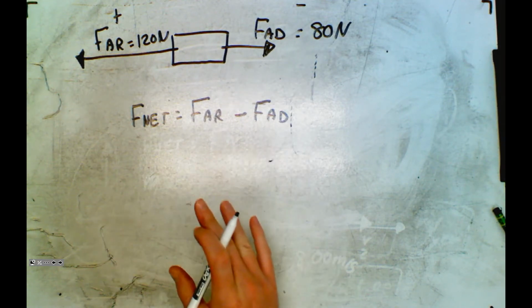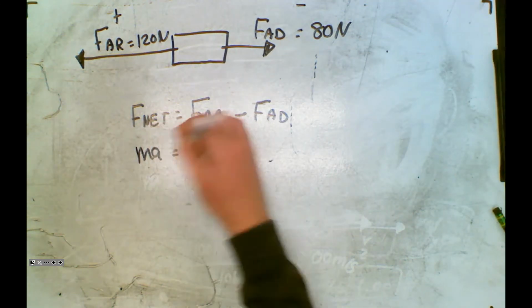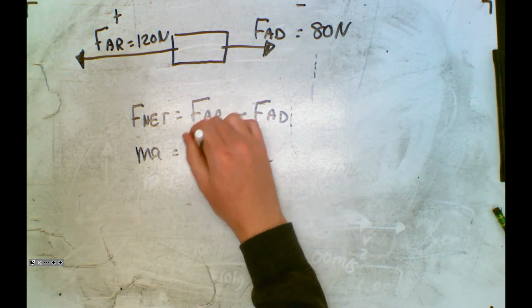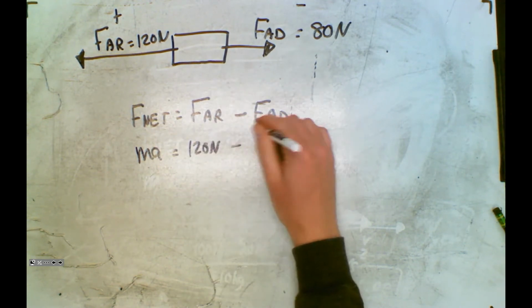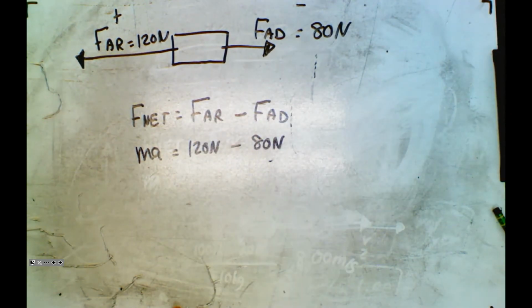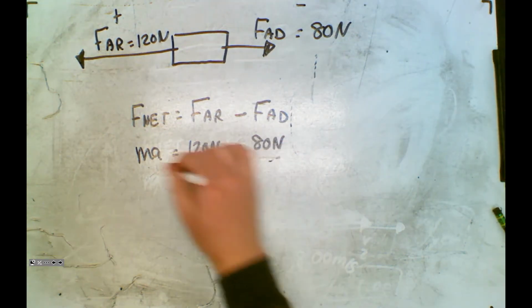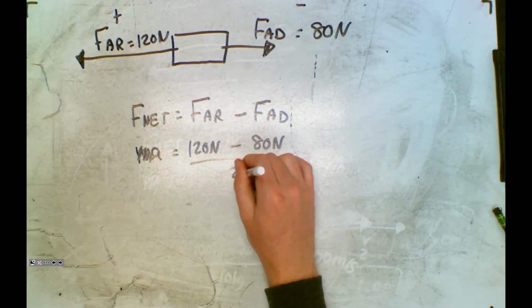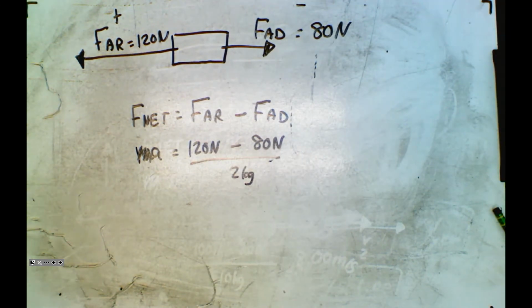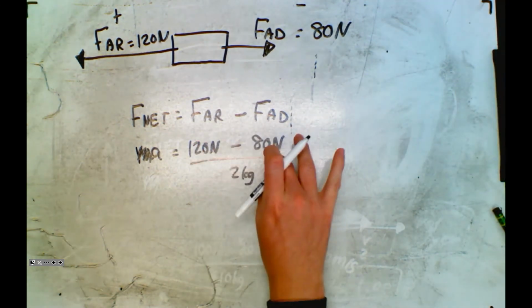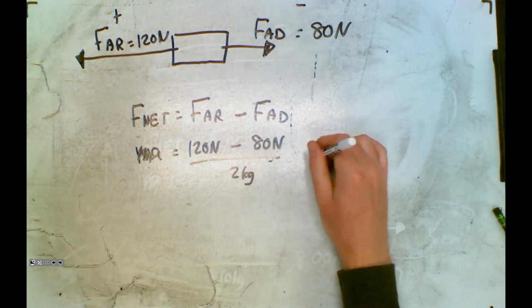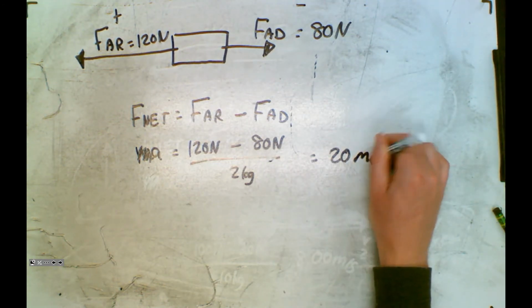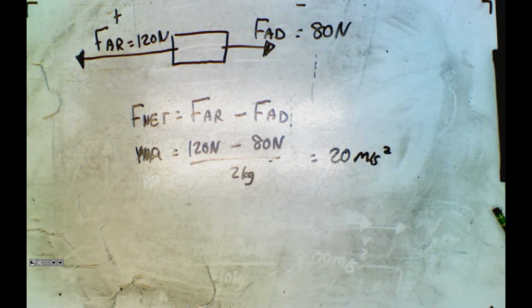I'm trying to find acceleration, so I can break this down into ma. Force applied by Rick is 120 newtons. Force applied by Dwayne is 80 newtons. And if I move mass down here, the mass of the rope is 2 kilograms down there. So 120 minus 80 is 40, divided by 2, which means 20 meters per second squared.